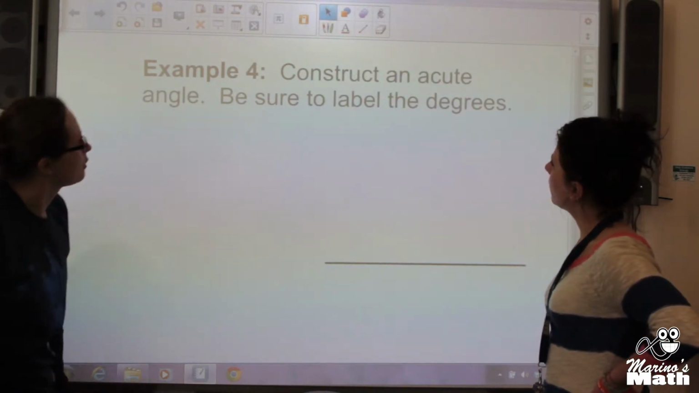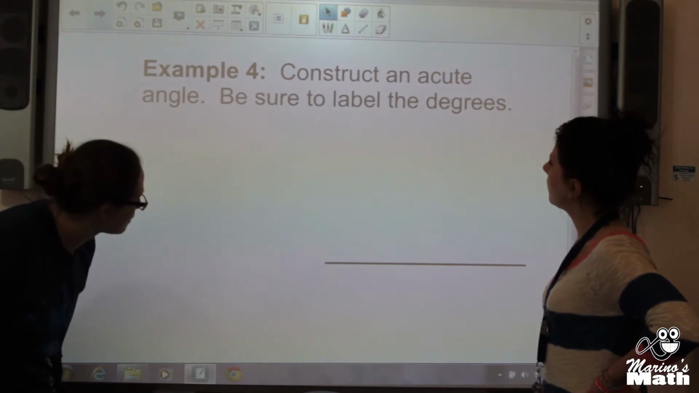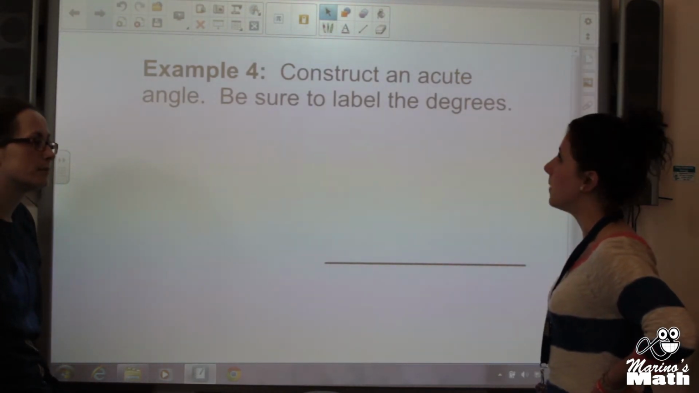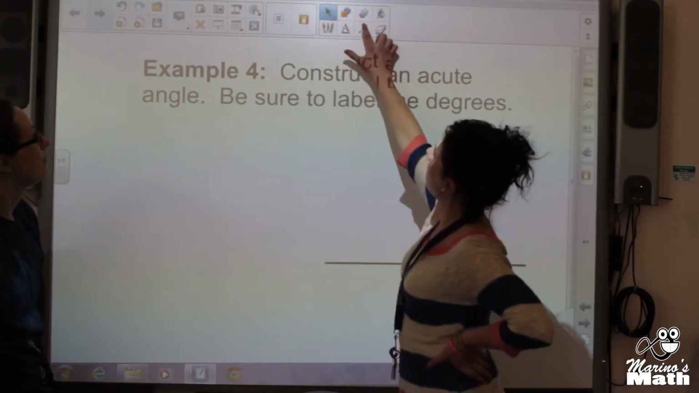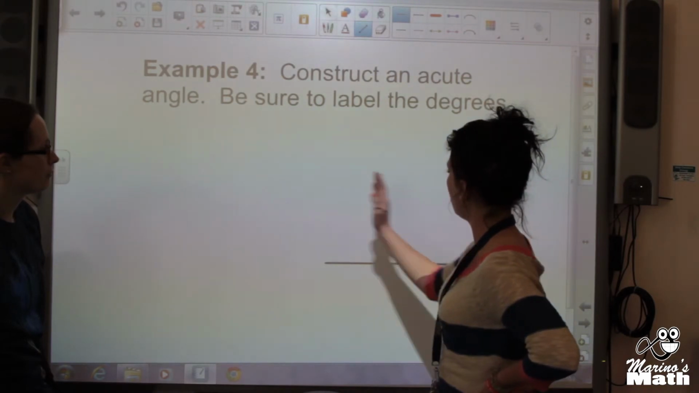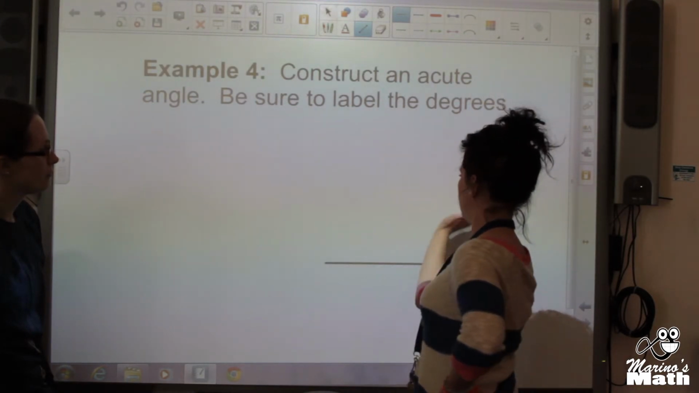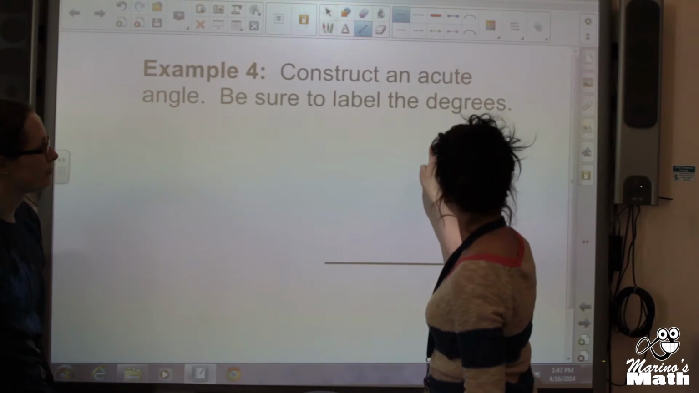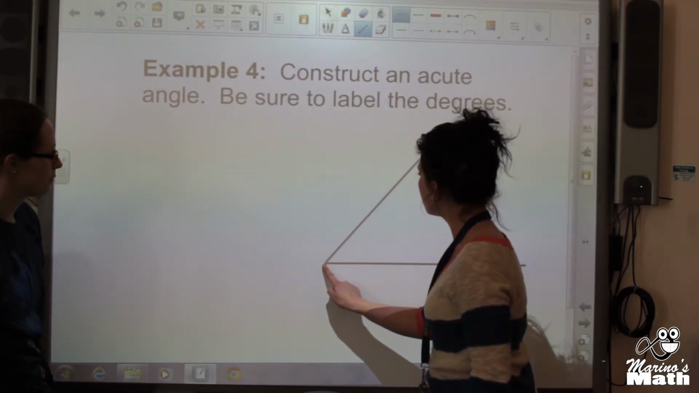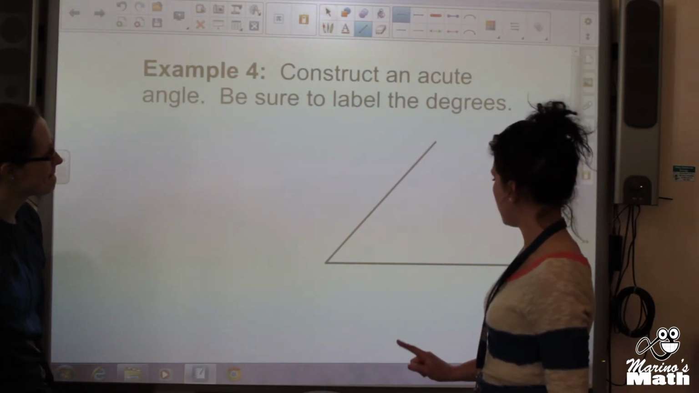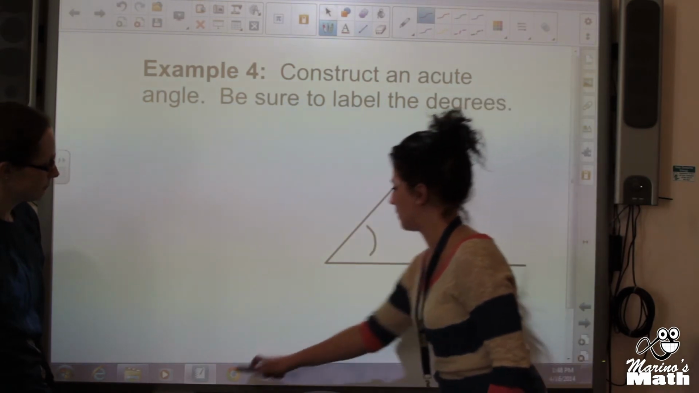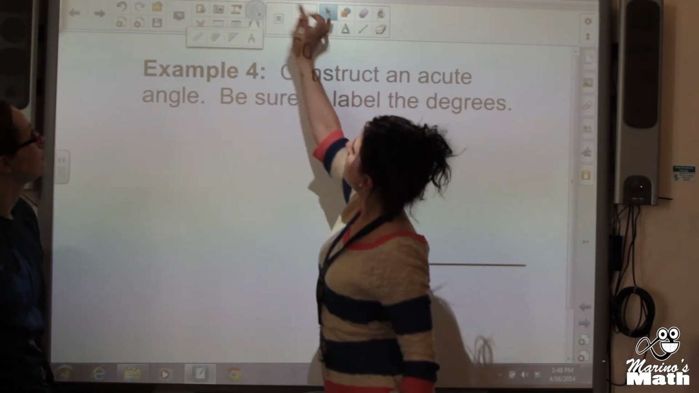And our last one looks like a fun one. Construct an acute angle. Be sure to label the degrees. All right. So I'm just going to make my own angle, and then I'm going to measure it to see how many degrees it is. I know acute is going to be closer this way because it's going to be the smaller one. There we go. So that's going to be my acute angle, and I'm going to want to measure right in here. So now I'm going to get my protractor.